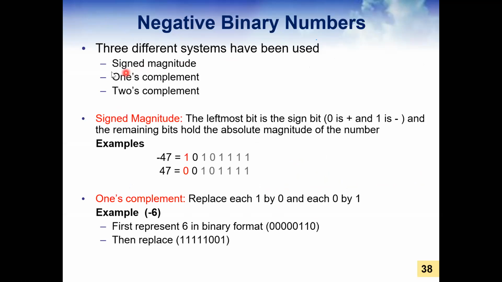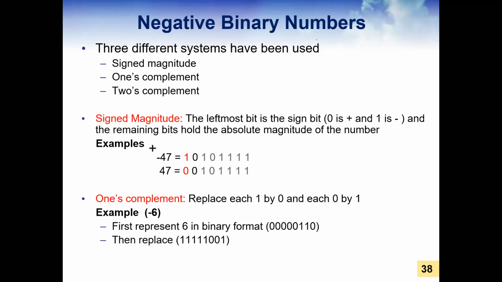What are these? First one, sign magnitude. Another one, 1's complement, which I just explained to you. Third one, 2's complement. Both 1's complement and 2's complement are used to represent negative numbers. Similarly, we have sign magnitude. I'll explain them one by one. In sign magnitude, the leftmost bit is always the sign bit. 0 is for positive, 1 is for negative, and the remaining bits hold the absolute magnitude.